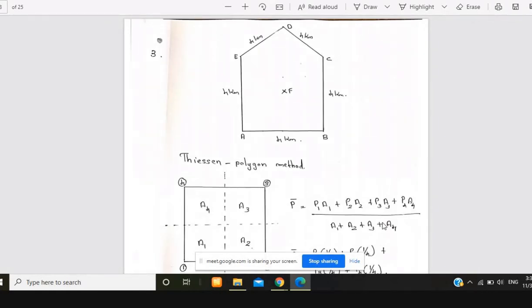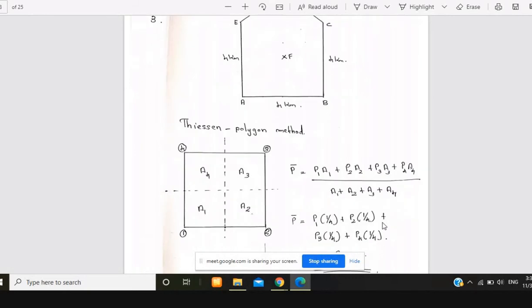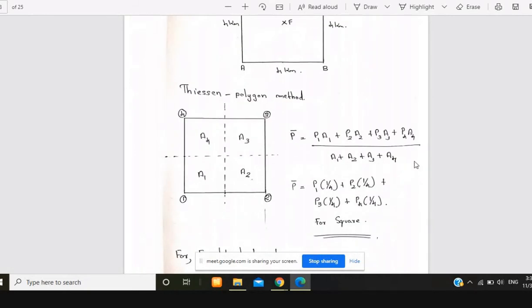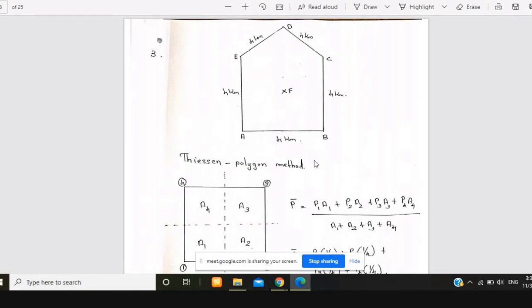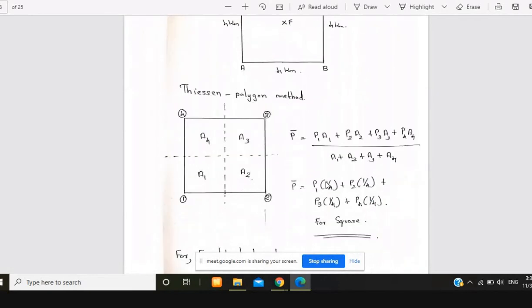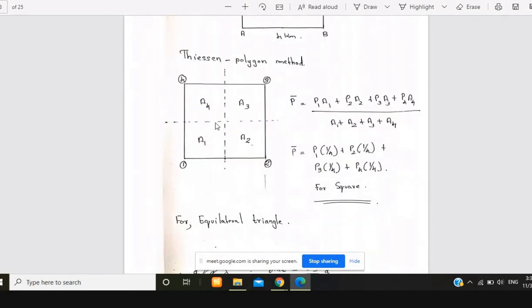So now we are moving into the question. Before that, I will show, let us know that the pentagon is formed of a square plus an equilateral triangle. So if you are given only a square, if the polygon asked for calculating that mean precipitation is a square, consider this one and you have 4 rain gauges 1, 2, 3, 4, and you are drawing the perpendicular bisectors for each side. Then we will obtain these 4 areas for the stations, A1, A2, A3, A4.